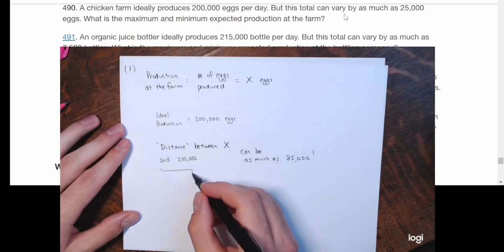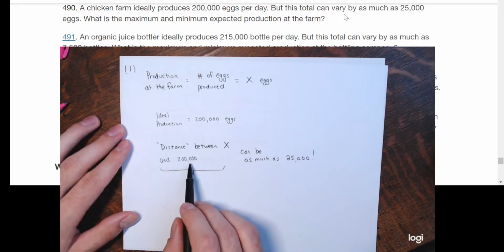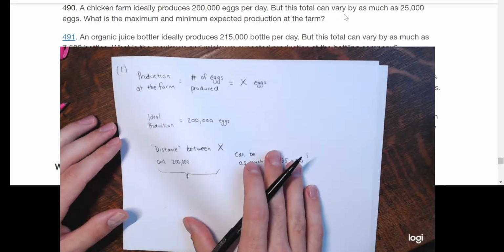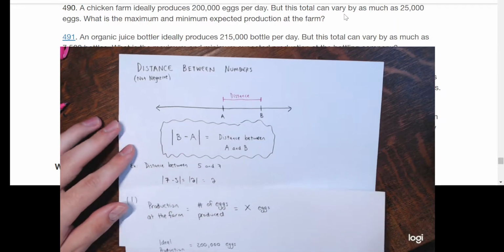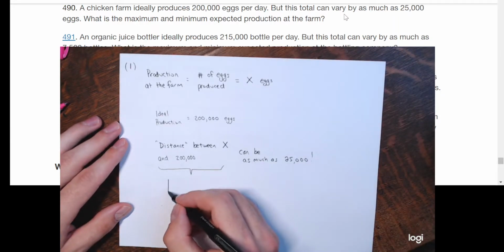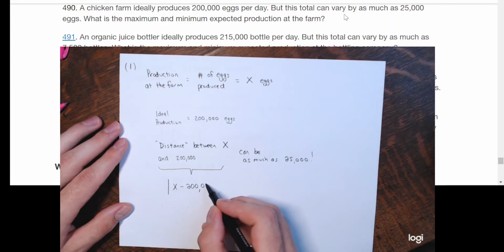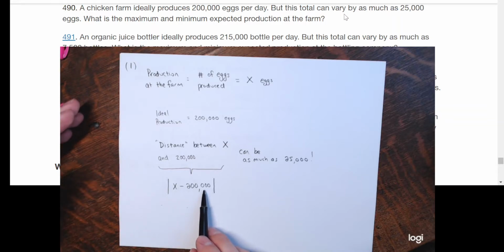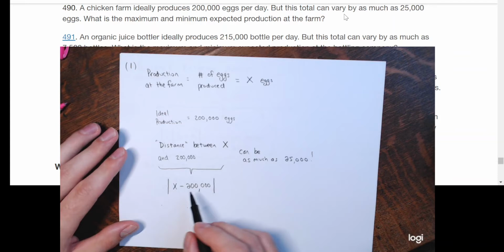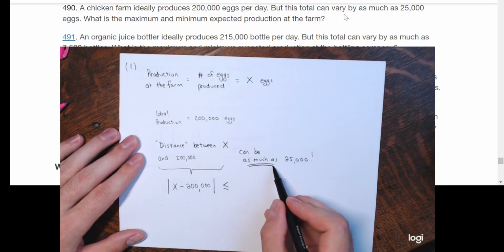So you see here the distance between X, the farm production, and the ideal production in a day. If you go based on what I talked about on the previous page about the distance between two quantities being the absolute value of their difference, this is the absolute value of X minus 200,000. You take how many eggs the farm produced in a day, subtract how much they liked to have produced, and according to what they said, this difference can be at most, can be as much as 25,000.